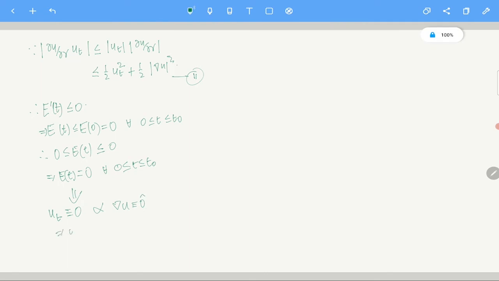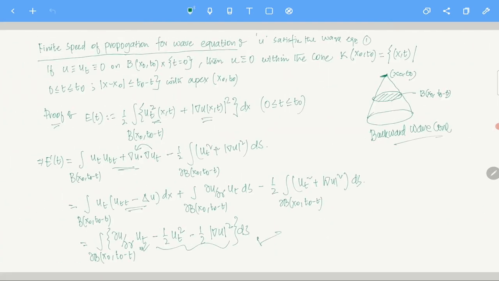So that will actually imply that u is identically equal to 0 within the cone K(x0, t0). So what did we prove? We proved that if you start with initial data 0, then u has to be 0. Clear? So that proves that the speed of propagation is finite. Clear? So let us end it here.